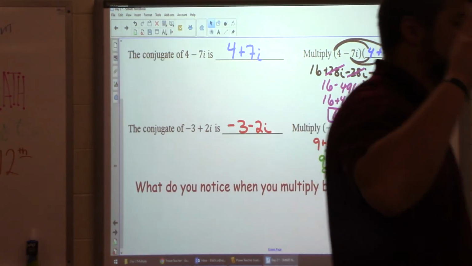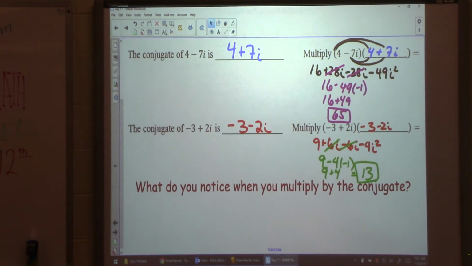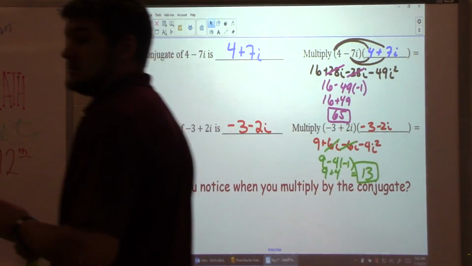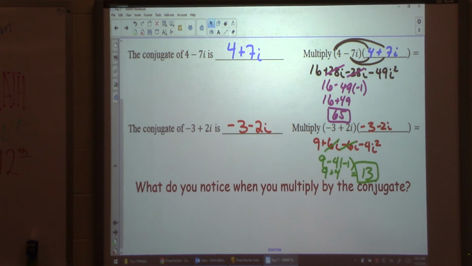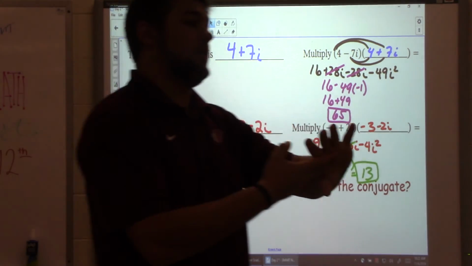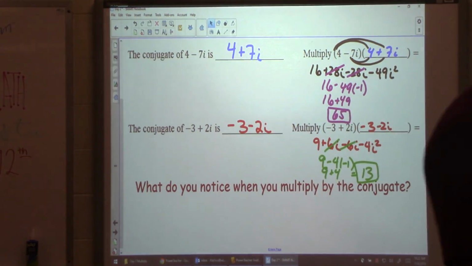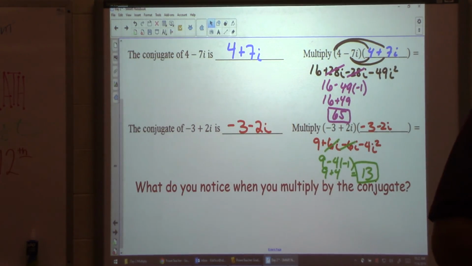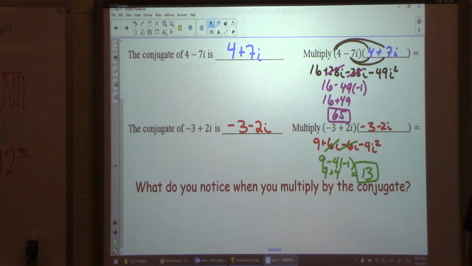Let's write that one down and I'll ask about the second one. What else do you notice when you multiply by the conjugate? It will always be what for an answer? Positive. A positive real number, and a positive whole number even. Those are the two things we should notice. It will always be a positive whole number. Alright, any questions on what we talked about today? Multiplying, conjugates, anything? Cool. Alright.